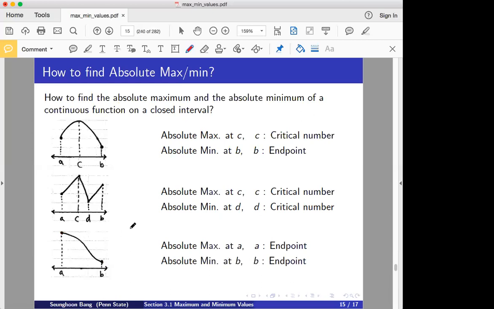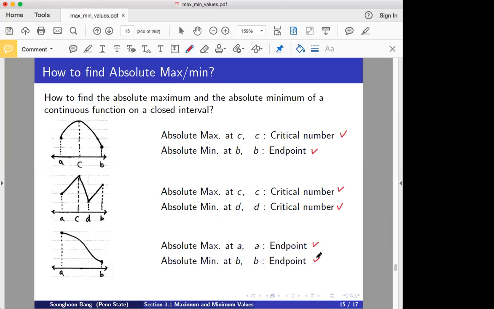You got it? So at which points do we have the absolute maximum and absolute minimum? Only two possibilities. What's that? Critical number, endpoint. We don't have more, just critical numbers and endpoints. This is the idea of how you can find the absolute maximum and absolute minimum.